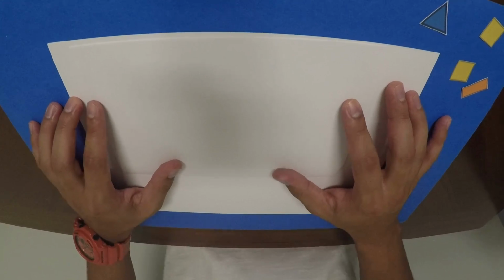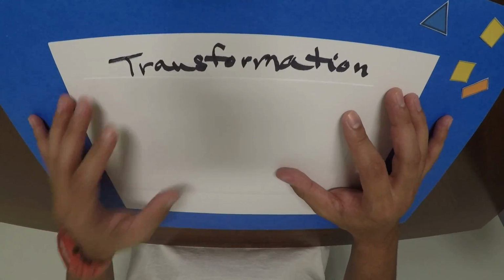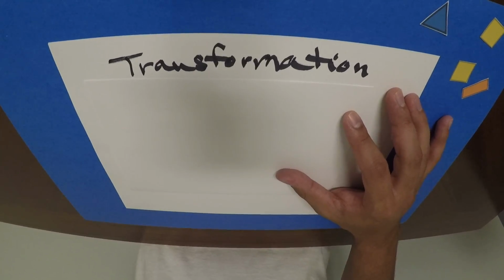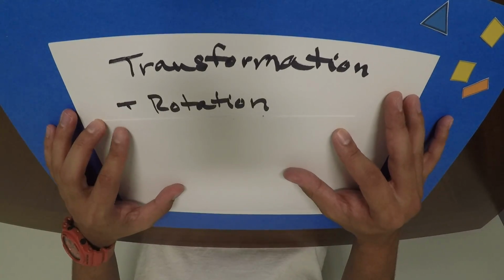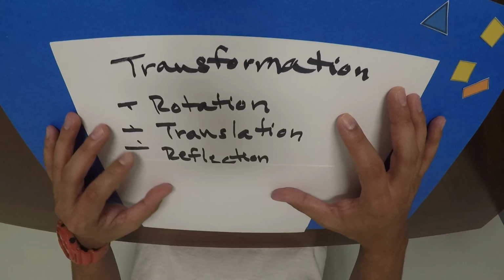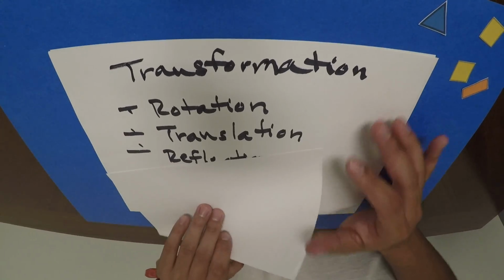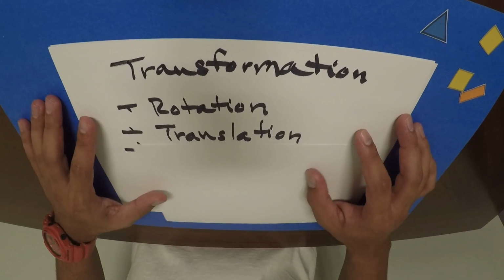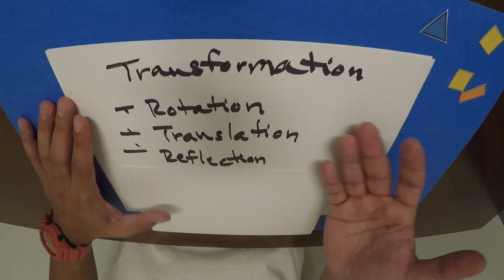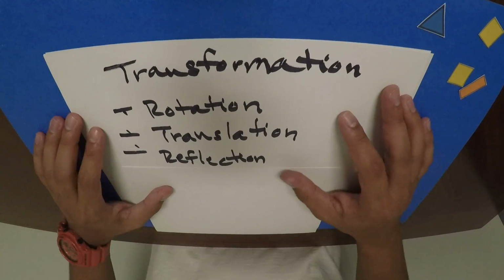Alright, so today guys we're going to be looking at transformations, and within transformations you have these three key features. You have rotation, translation, and reflection. I'm going to show you examples of all three, and I know all of you are saying, oh, when do I see this? Where does it come up? I never say these words.